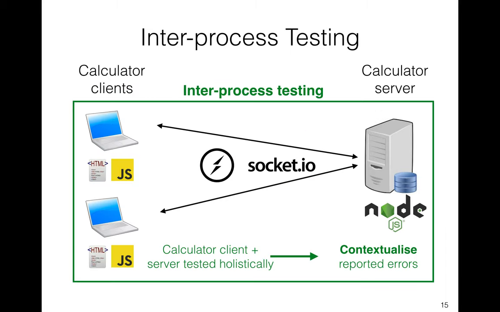Our new inter-process testing technique revolves around testing the program holistically, meaning that the client and server are tested simultaneously. Concretely, this means that if a server only executes a piece of code in response to a message sent by the client, then the tester must exercise the client in such a way that the message is actually sent, so the tester can observe the reaction of the server to that message.